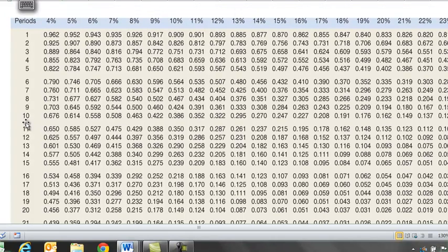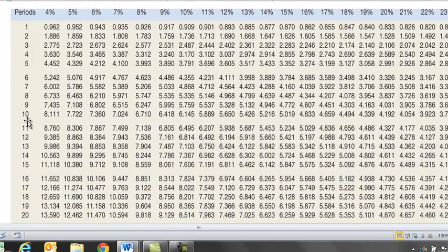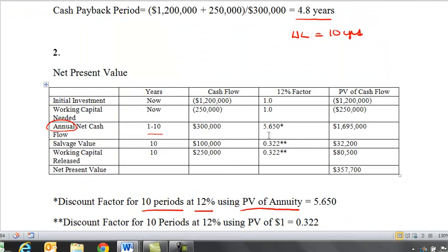So again, 10 is our number of periods, and 12%, and we want to use our present value table. So 10 years, 12%. And we know this is our present value of annuity table because all the factors are growing larger than 1. So 5.650 is our factor. So you can see that's where I got the 5.650. Multiply that by 300,000, we get 1,695,000 inflow.